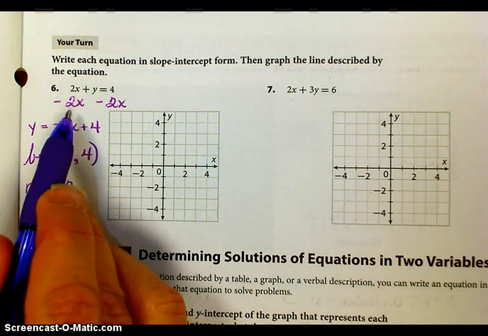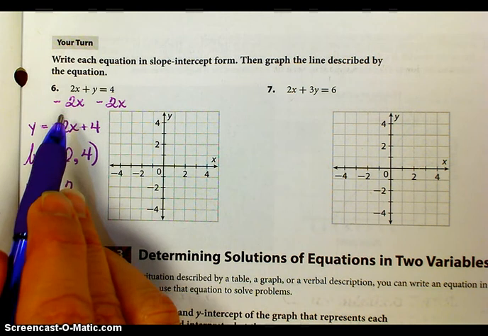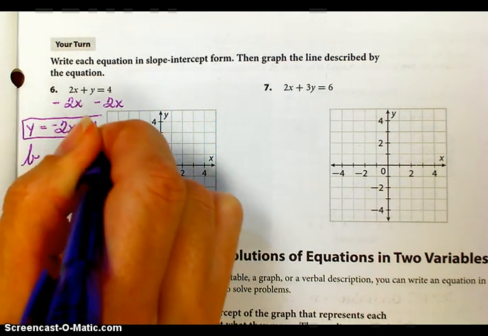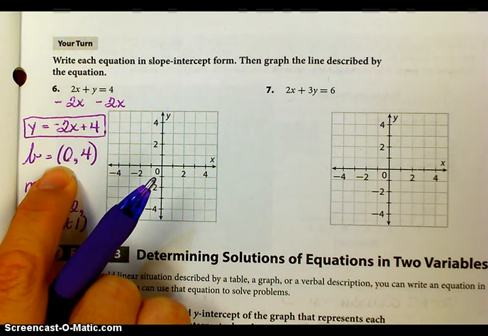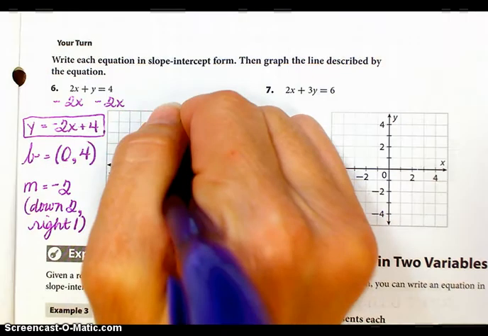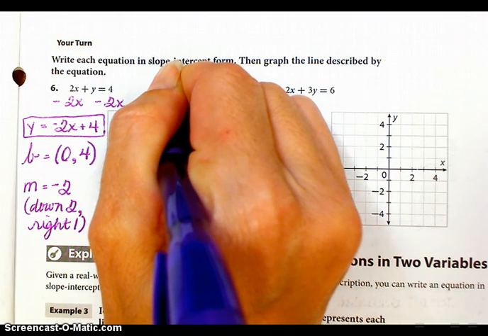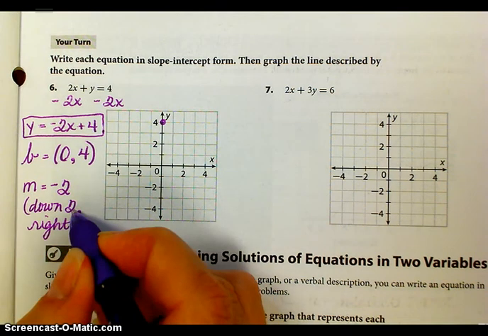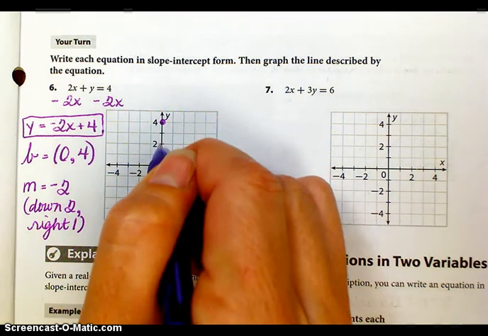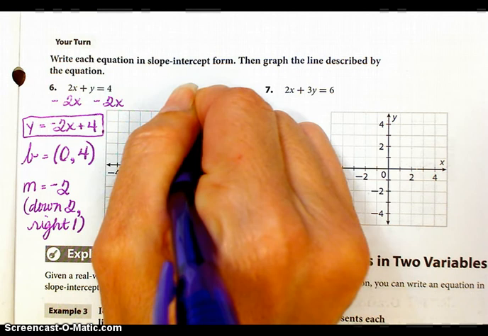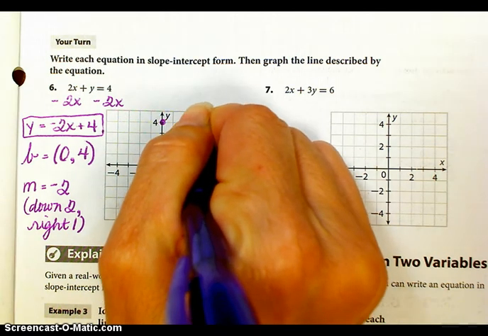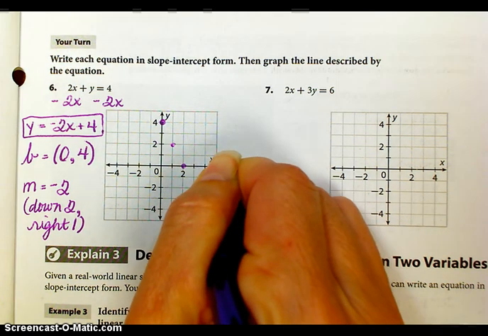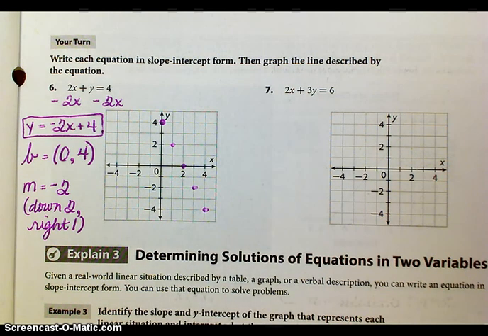All right, after I've taken it out of standard form, I rearranged it a little bit so that I put it into slope-intercept form, which is right here. My y-intercept is 0, 4. There's my first point. And then the slope tells me to go down 2 and to the right 1. Down 2 and to the right 1, and I can keep doing that all day long. Okay, and then connect your points.